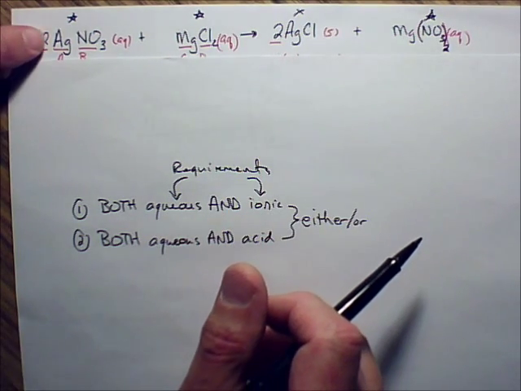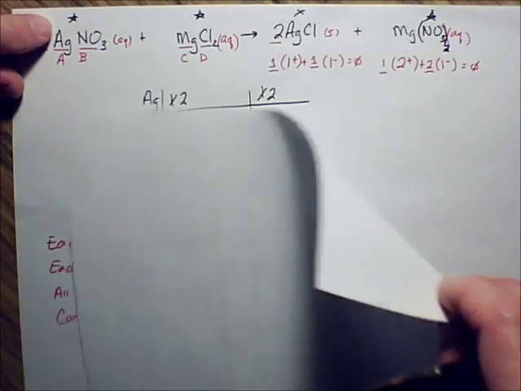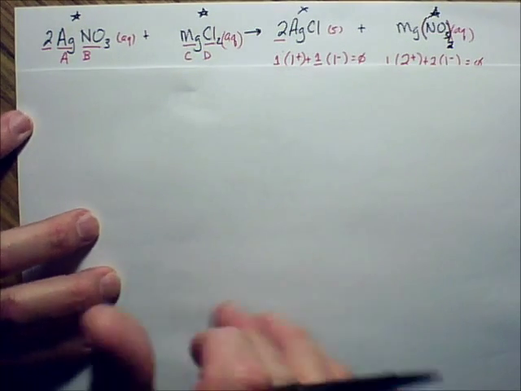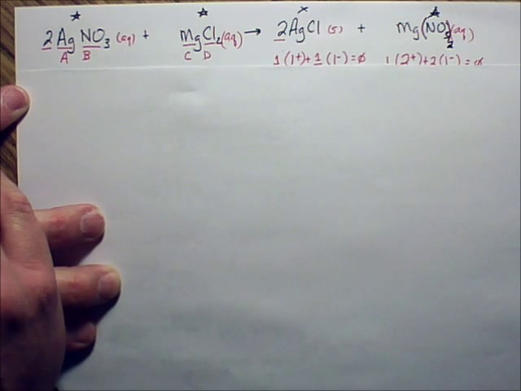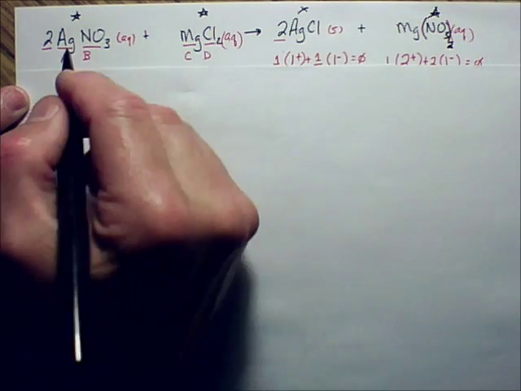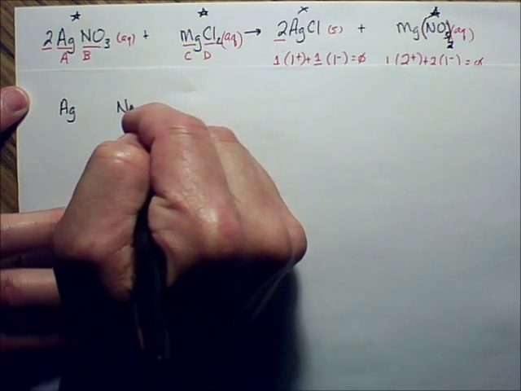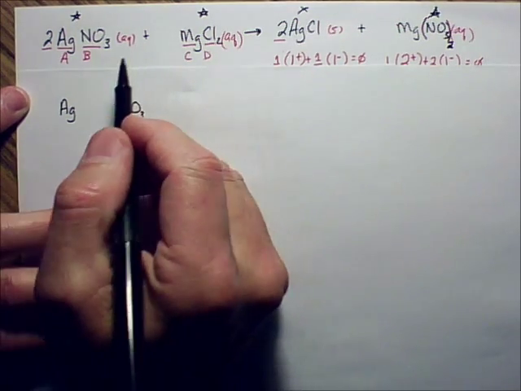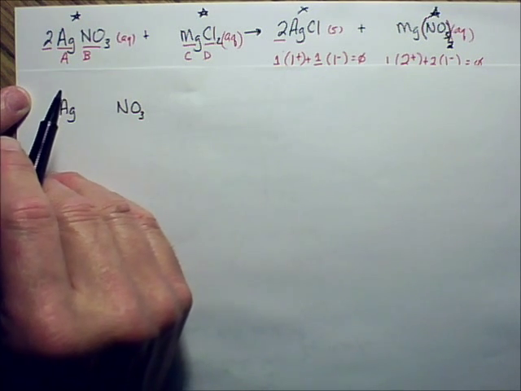Let's look at this first formula. Flip it over and do it on the back side. Give me a little more room. Okay. We've got silver and nitrate. 2 parts. Silver and nitrate. When we break them up, we pull them apart by their charges.